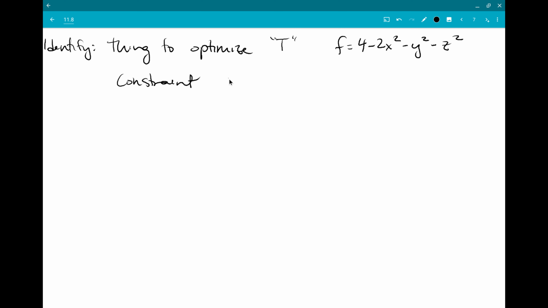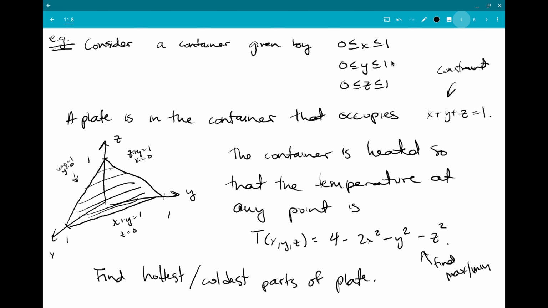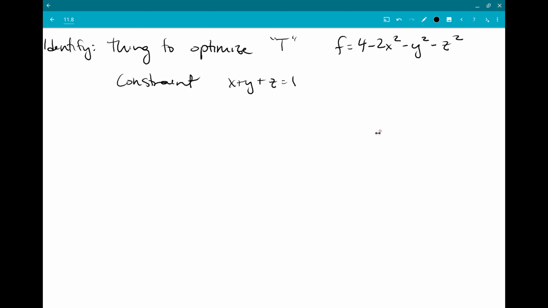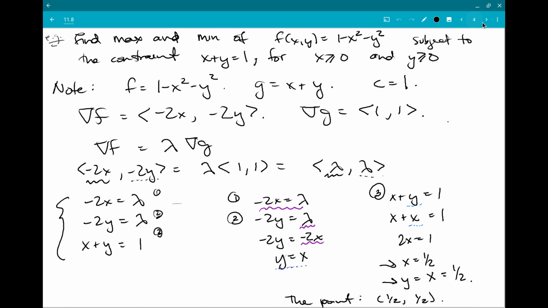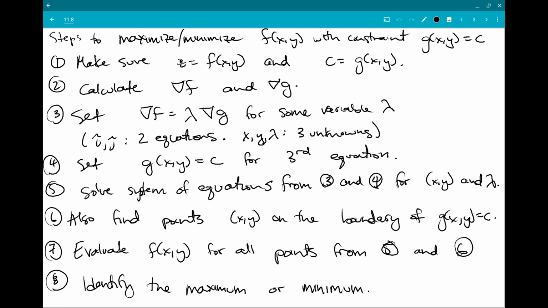And my constraint is that x plus y plus z equals 1. So my g is everything that's not a constant number, x plus y plus z, and my c is 1. This is that first step. Get everything in order so that you know what to do.